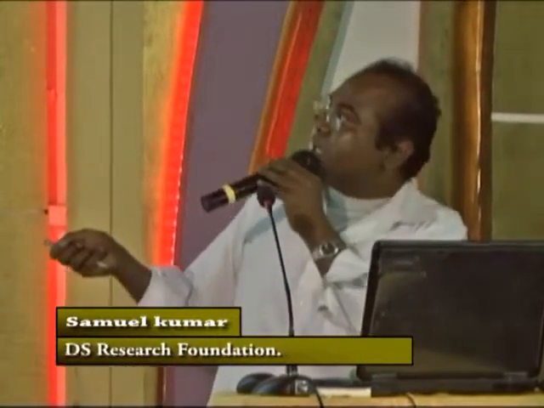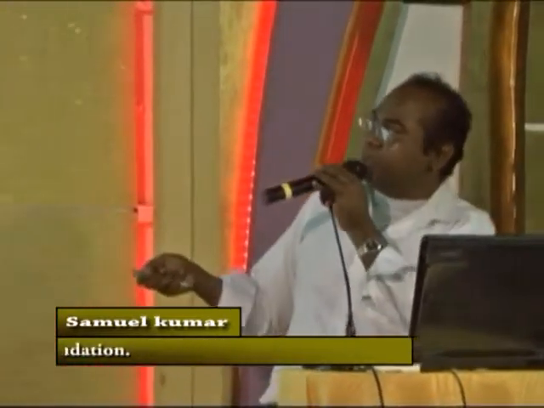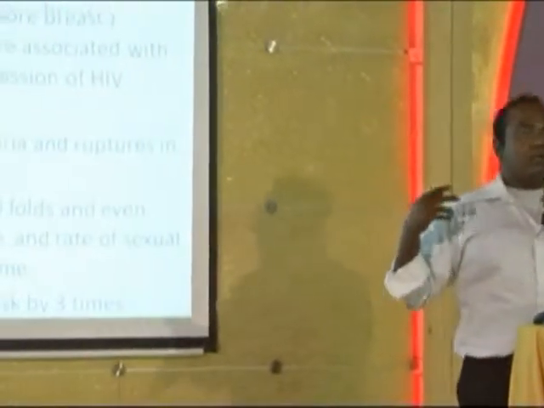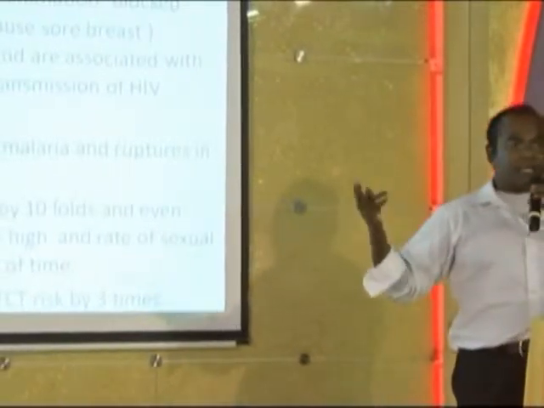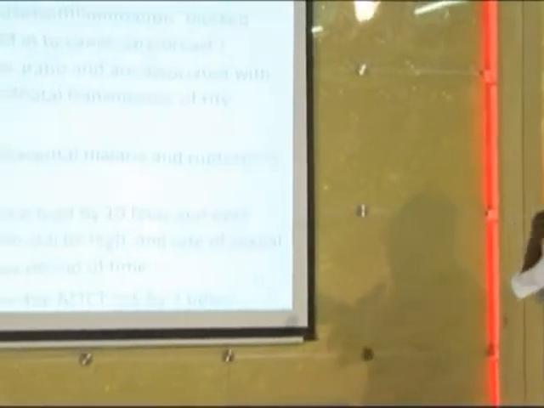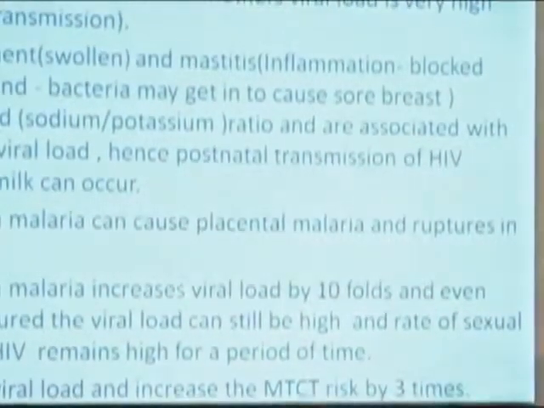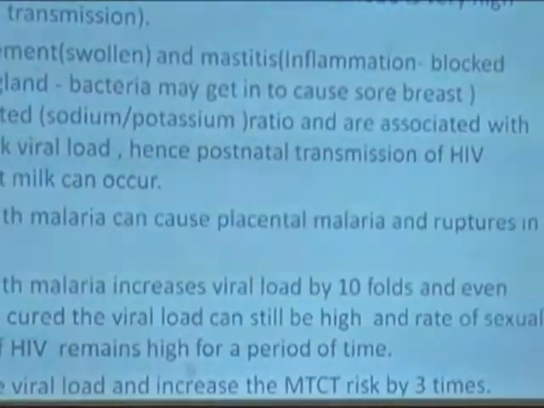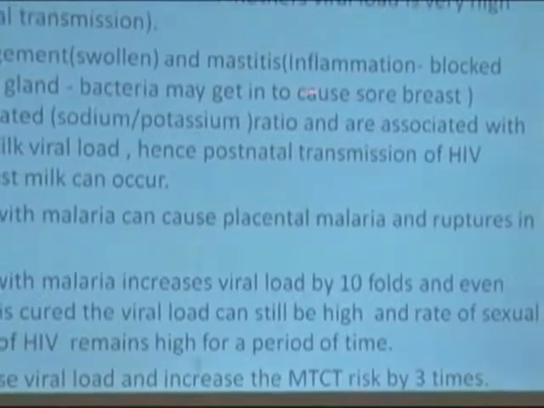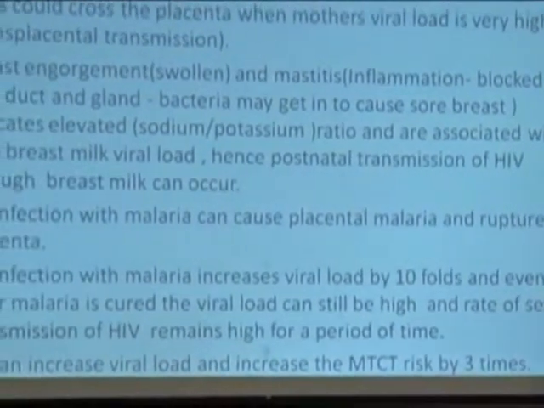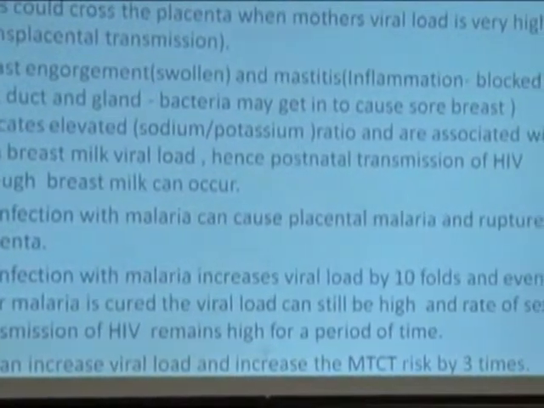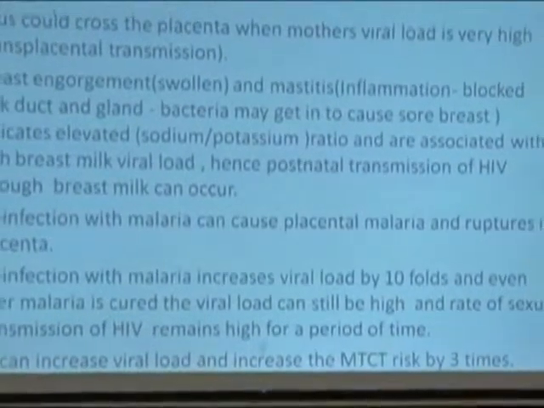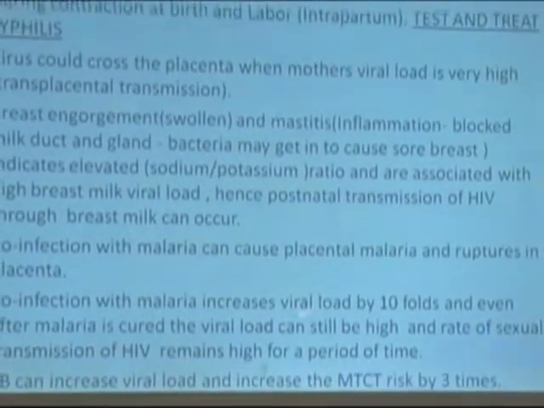Then breast engorgement, which is the swollen breast, and mastitis, inflammation and blockage in the milk duct and glands, bacteria might cause viral load to increase. So there can be bacterial infections, so blockage in the milk flow. That is why we recommend exclusive breastfeeding so that this kind of engorgement and mastitis doesn't occur. I'm going to talk more about exclusive breastfeeding. I'm just trying to put in a few points before that. And co-infection with malaria.